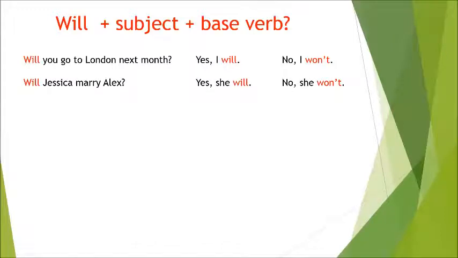Will Jessica marry Alex? Yes, she will. No, she won't. Will Mike get that job? Yes, he will. No, he won't. All the questions start with will, then subjects: you, Jessica, Mike, and verbs: go, marry, get. Use will and won't in answers.